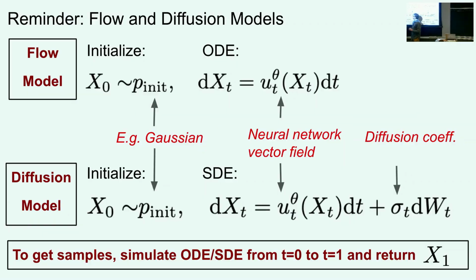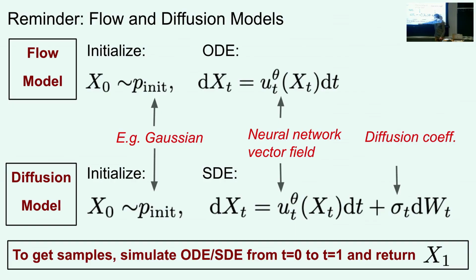We talked about what a flow and a diffusion model are. So we learned that a flow model is randomly initialized with an initial distribution P init. That's usually a Gaussian. And then you simulate some sort of ODE with a neural network that represents the vector field of that ODE. In a diffusion model, we do the same thing. We initialize with P init as well. But then we simulate an SDE, which also has an ODE component that's given by the vector field, but we add noise that's scaled by a diffusion coefficient sigma t and a Brownian motion Wt.